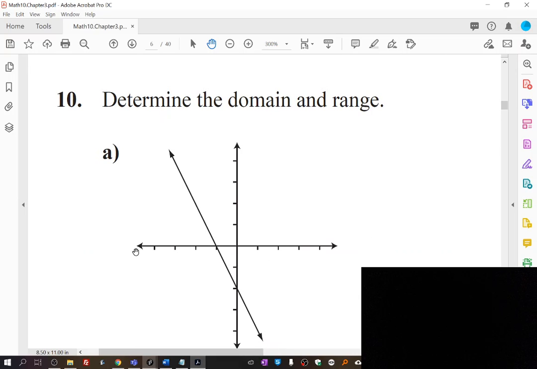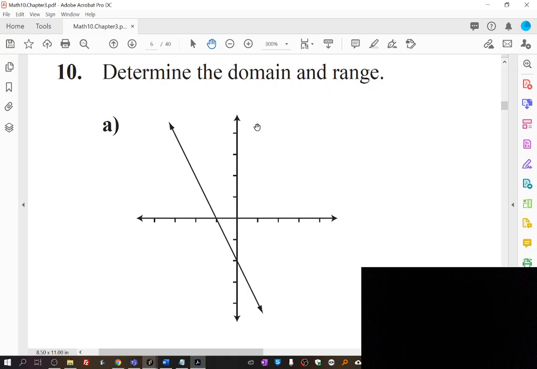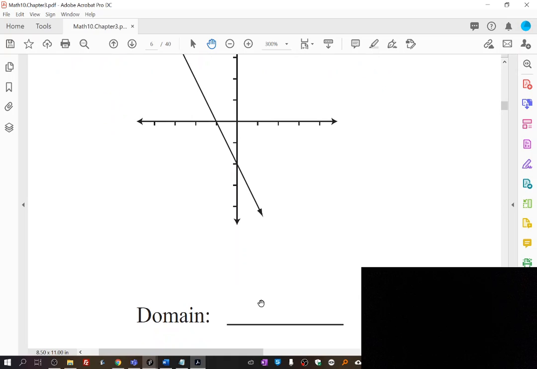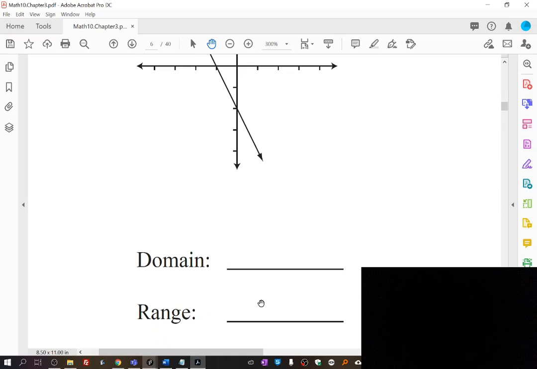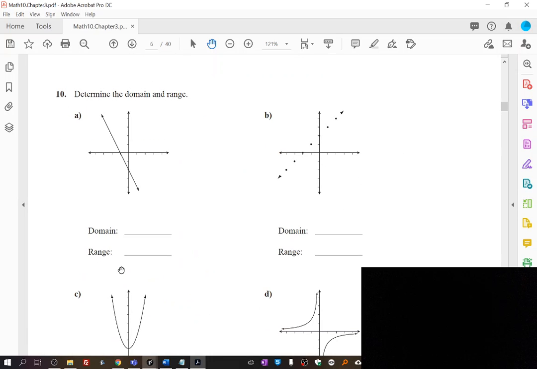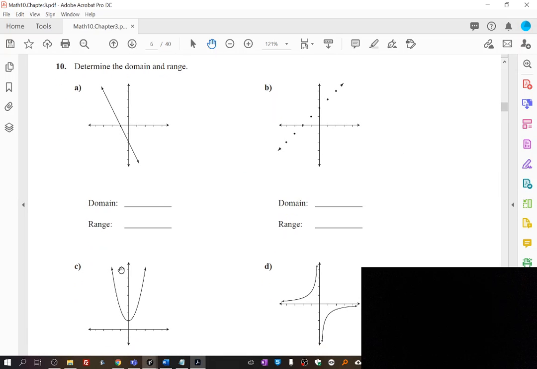So that means our domain is basically going to include all the x values because it's going to keep on going to the left and keep on going to the right. Same for range. It's going to include all the y values as well. That includes all the decimal numbers, all the irrational numbers, everything. So for question 10a, when we're asked what is the domain and range, in this case, the domain is, we write it as all real numbers.